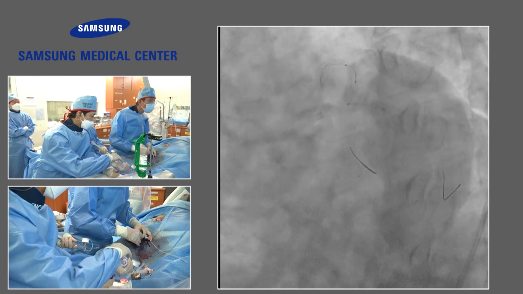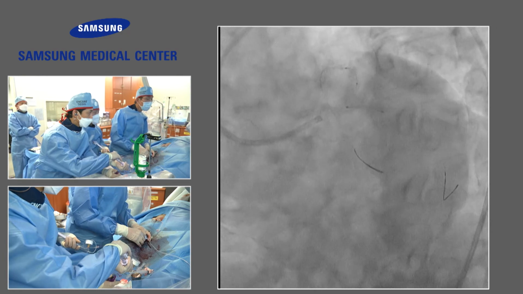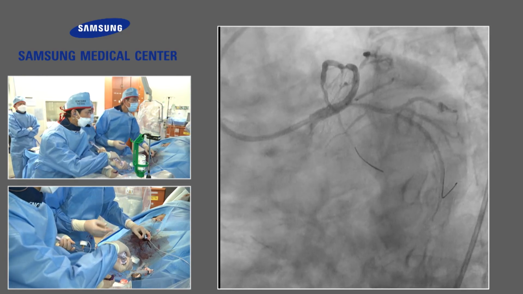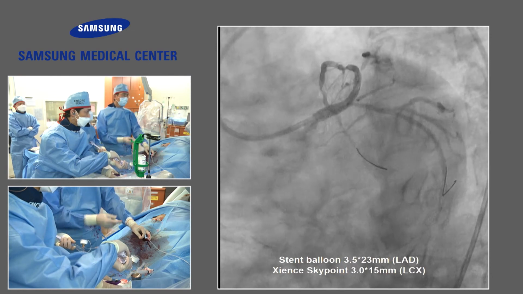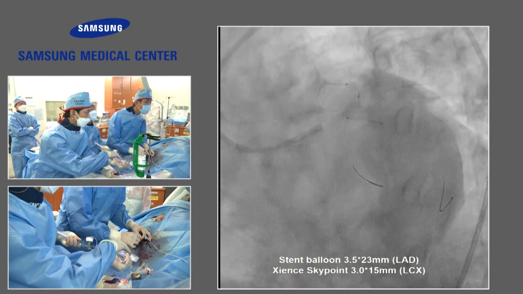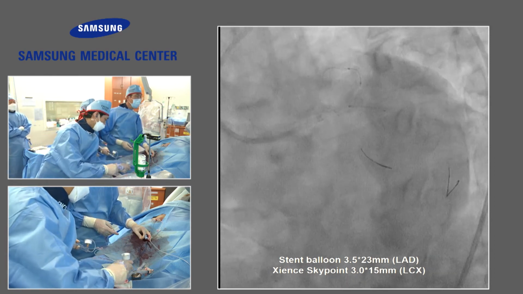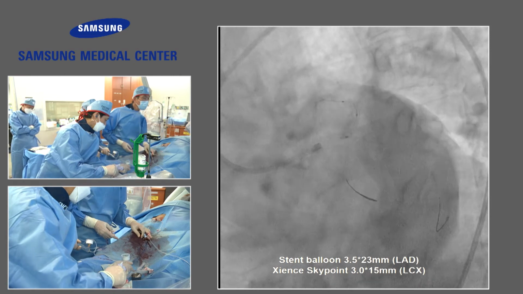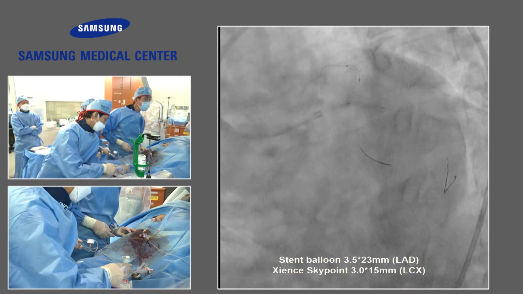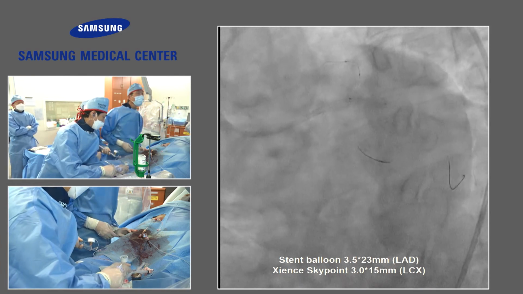Test. What size of circ stent? 3.0. Yeah, I think this is okay. A little bit, 1 or 2 millimeter protrusion. Slightly pushed. Slow inflation is the key. 4, 6, 8, 10, 12.